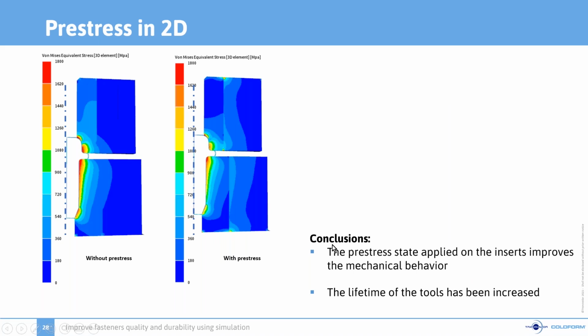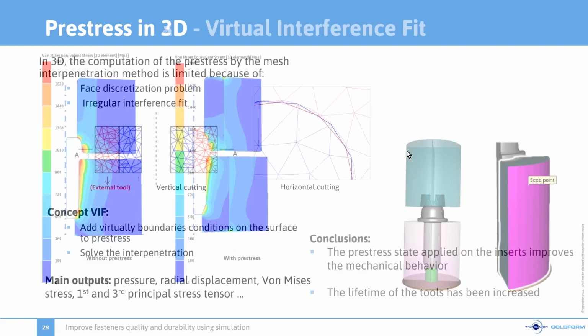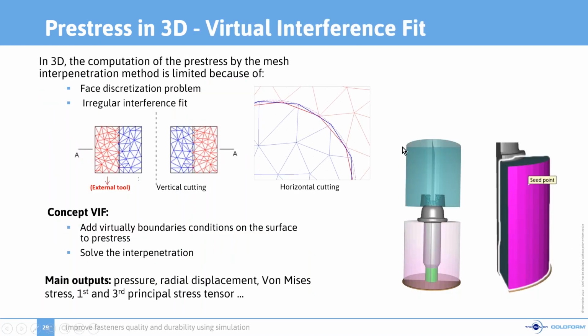Here we have a comparison between the values of von Mises stress with and without pre-stress. It can be noticed that the values of von Mises with pre-stress are lower, which highlights the effect that the pre-stress state applied on the insert improves the mechanical properties and behavior of the tooling. We saw how to model the pre-stress in 2D.